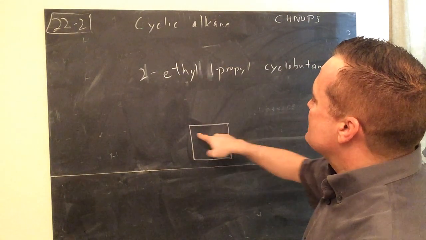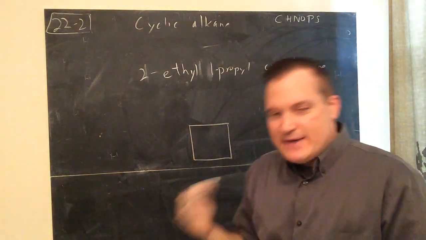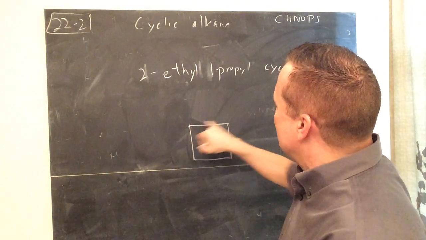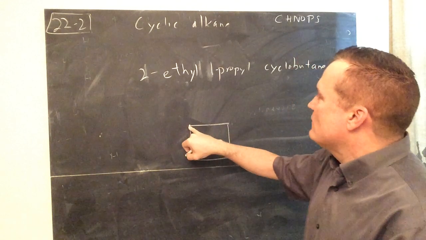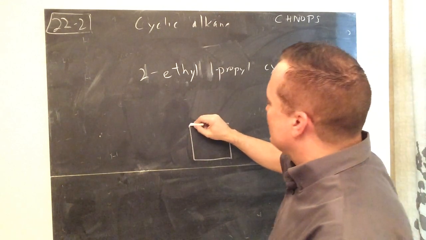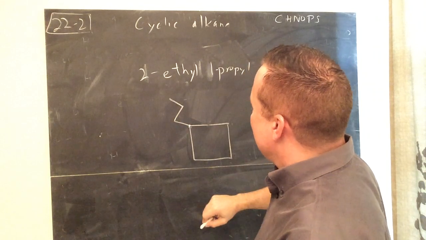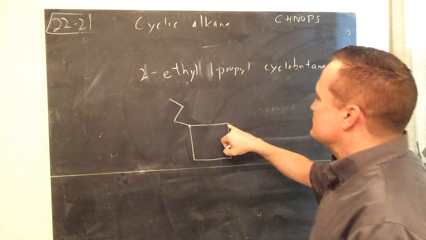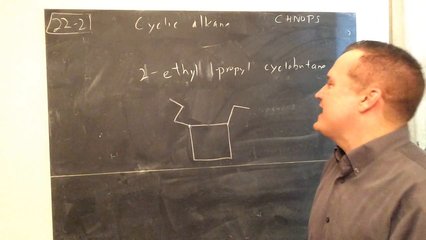So how would I draw this? First, you draw the cyclobutane. Now, what you do is you have to pick a carbon and let it be number 1. Let's just let that one be number 1. 1, 2, 3, 4, and we'll go clockwise. Number 1 is going to have the propyl group: methyl, ethyl, propyl. CH2, CH2, CH3. Then number 2 will have the ethyl group: methyl, ethyl. Isn't that crazy looking?